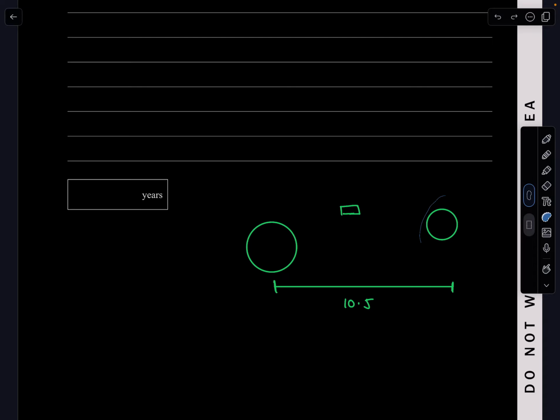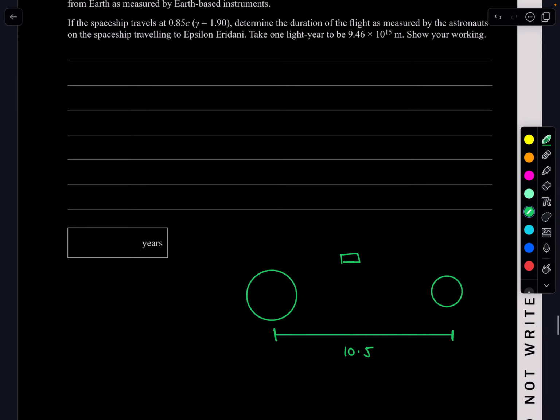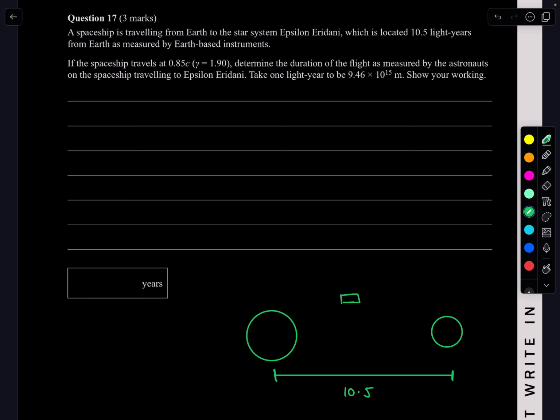Okay. So if the spaceship travels at this velocity to Epsilon, 0.85 c, determine the duration of the flight as measured by the astronauts on the spaceship traveling to Epsilon. Take one light year to be this. So what we're trying to find is the time that's measured by the astronauts.